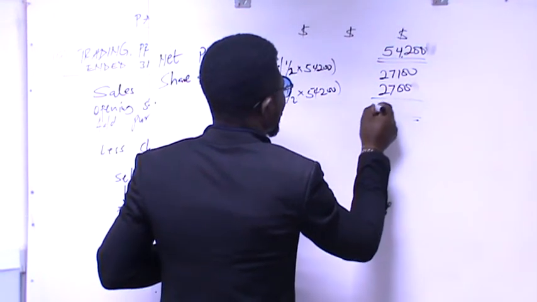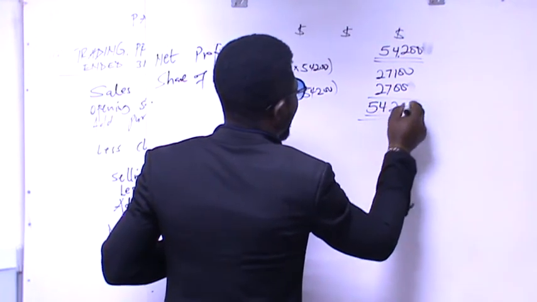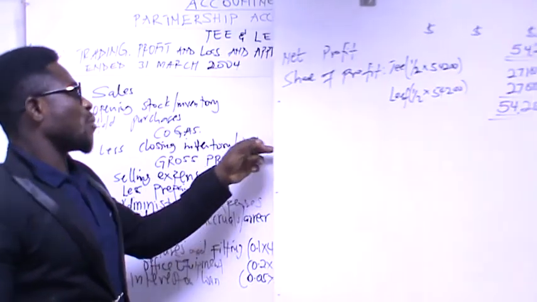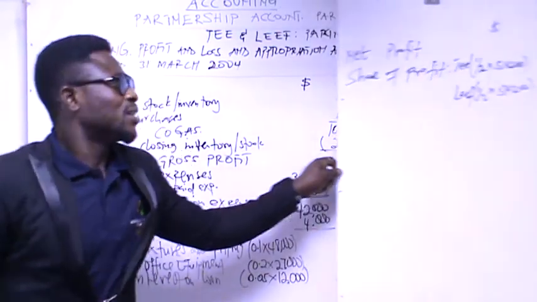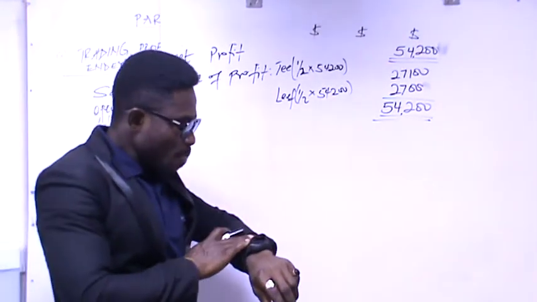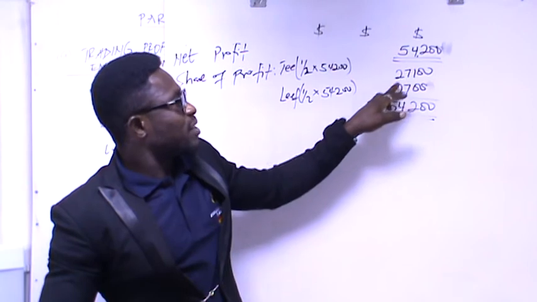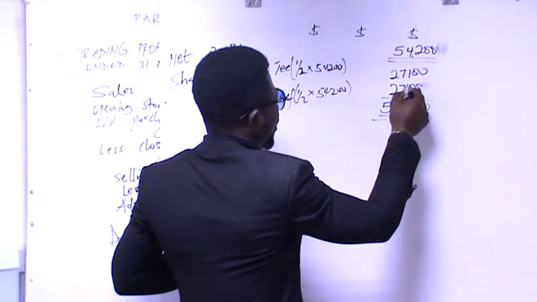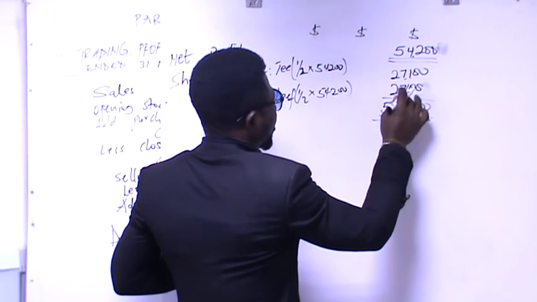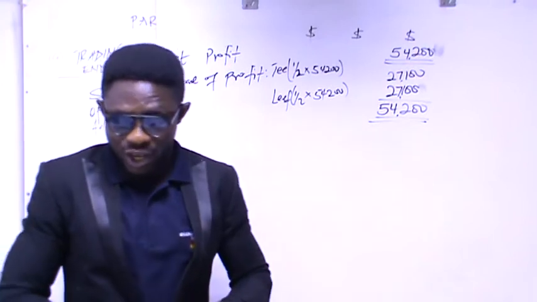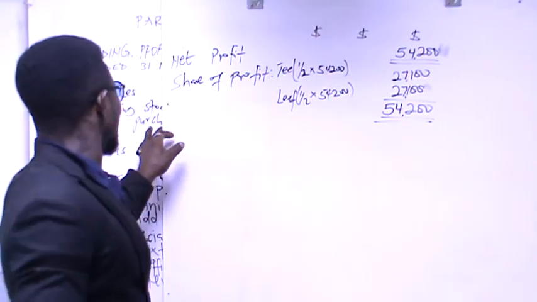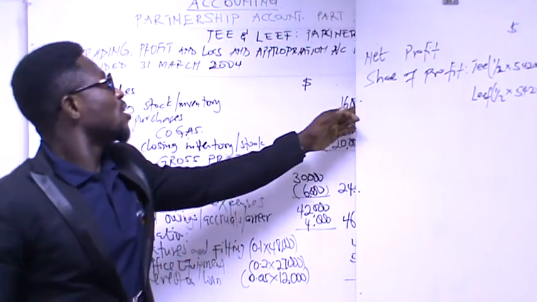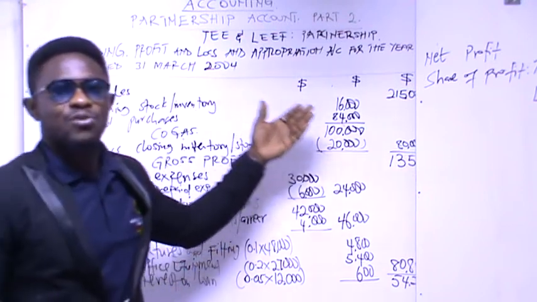So we have a total of 54,200 as well. So that balances the profit and loss and appropriation accounts. We have 27,100 to each of the partners as their profit share. Now, that brings us to the end of the trading profit and loss and appropriation account for the year ended 31st March 2004 for the partners.